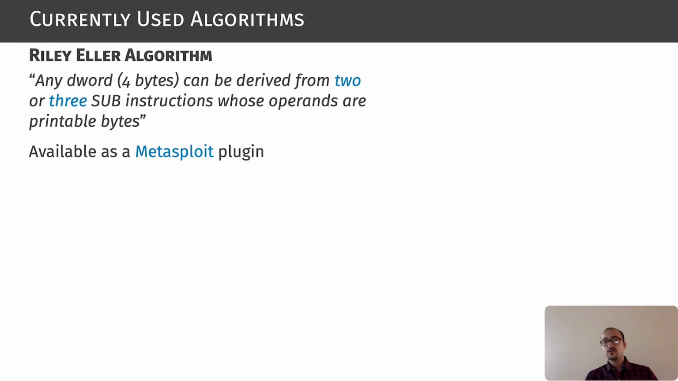Now, one of the currently known algorithms is Riley Eller's algorithm. He made the observation that any double word, or a sequence of 4 bytes, can actually be derived with subtraction of 2 or 3 constants. Of course, these constants themselves are completely printable in nature when you look at their ASCII representation. This tool is also available as a Metasploit plugin, hence it's quite popularly used.